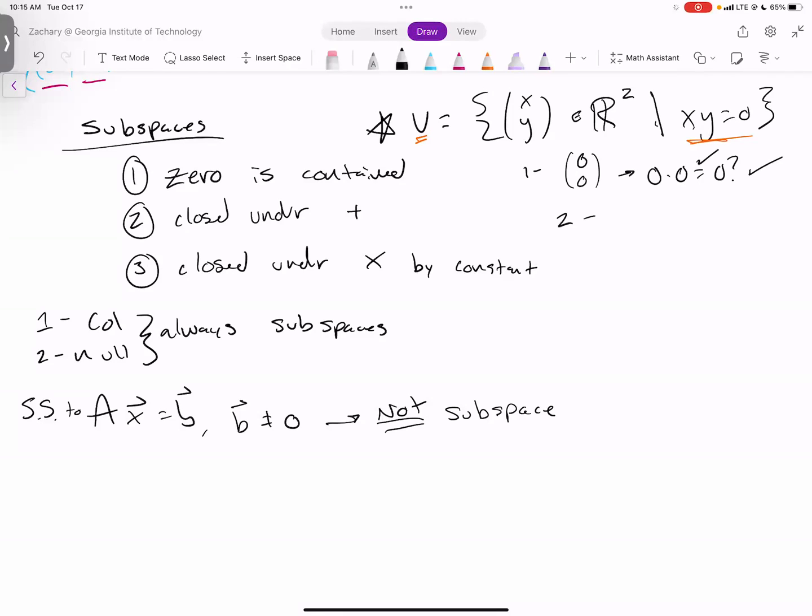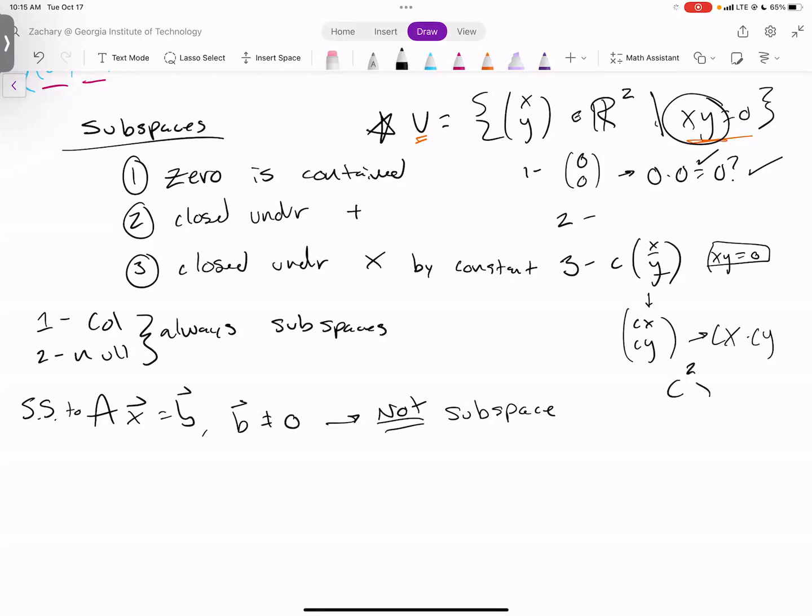Condition 2, being closed under addition. I'm actually going to skip this one for right now, and I'll come back to it after I do multiplication. So for closed under multiplication, what this means is some constant times xy, where we have picked an xy from the get-go that satisfies this condition. So what that means is x times y equals 0, period. This is my pre-existing condition that I picked, okay? So now using this vector, we get cx, cy. And what we're checking is if we multiply these together in the same fashion, we get cx times cy, which is the same thing as c squared xy, and we're checking if this is equal to 0.